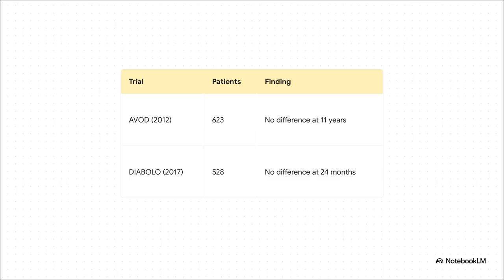And this isn't just a theory. We have the receipts. Two huge landmark trials, the AVOD and Diabolo trials, looked at this head-on. They compared giving antibiotics versus just supportive care and observation in patients with proven uncomplicated diverticulitis. And the results? They were crystal clear. The antibiotics made zero difference in how fast people recovered, their risk of complications, or if it came back, even when they followed these patients for over a decade.